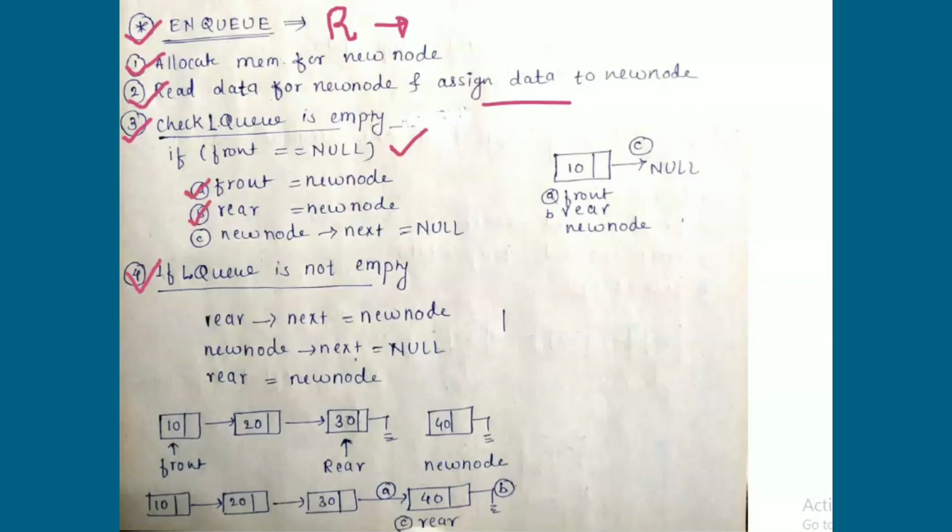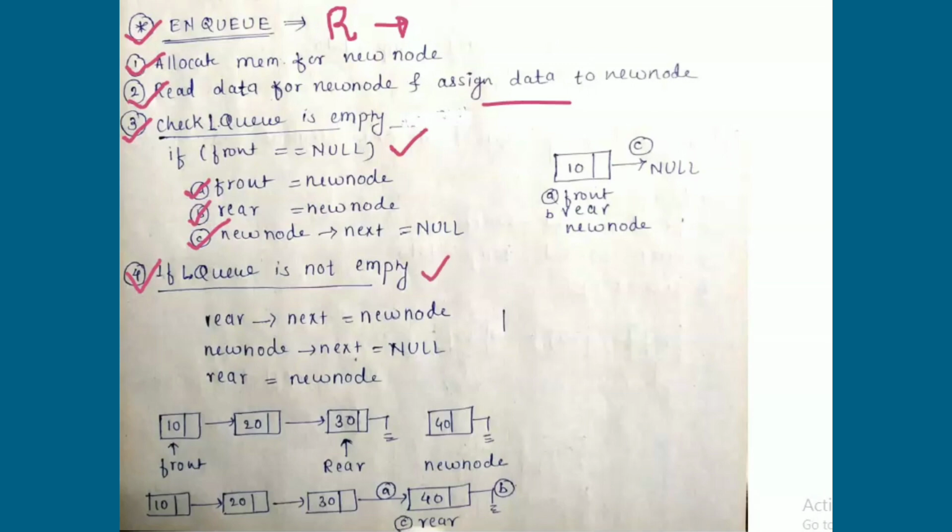As well as we need to set its next to null, because currently our queue has a single node. That is the new node, that is the rear, and that is the front. So that was the first case. Now we will check the second case: your queue is not empty.